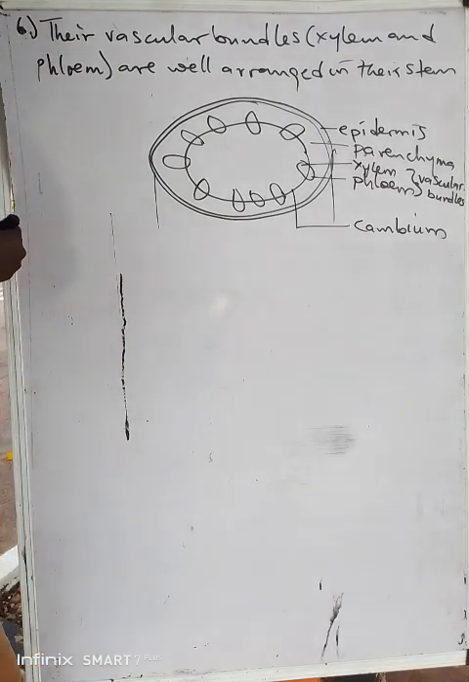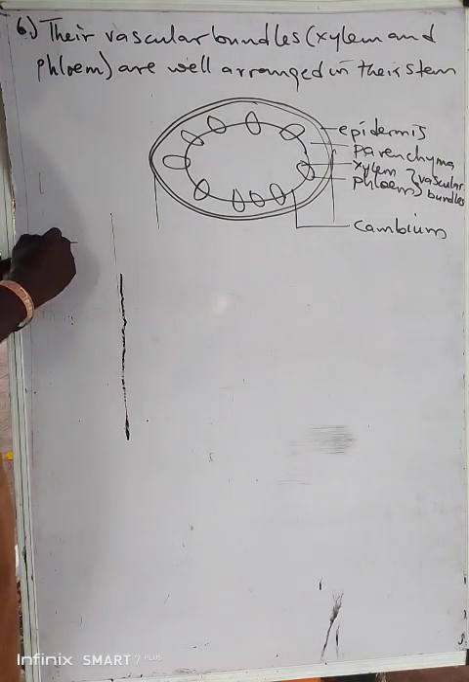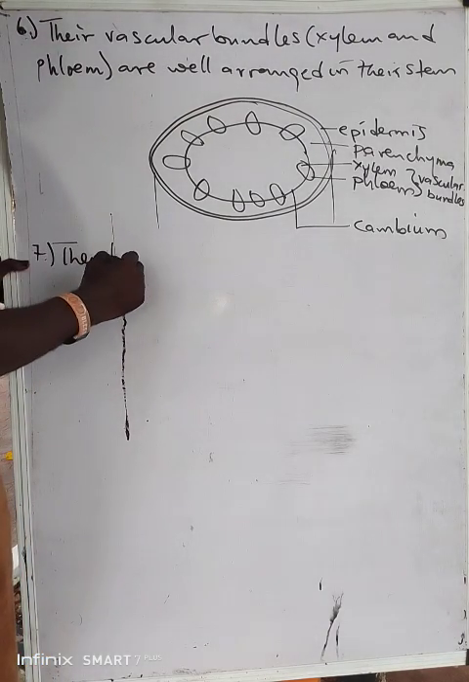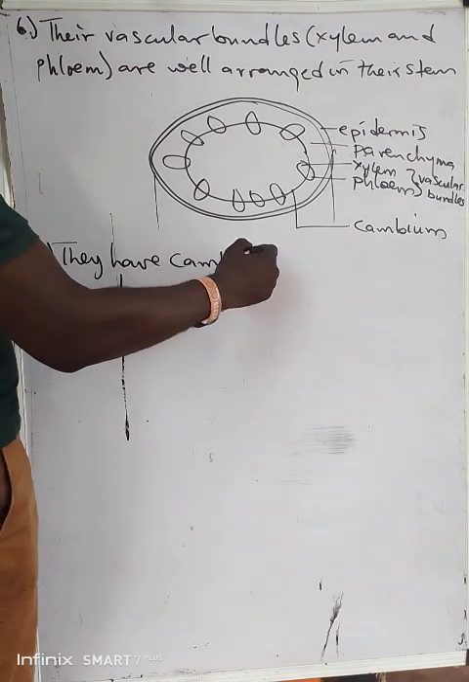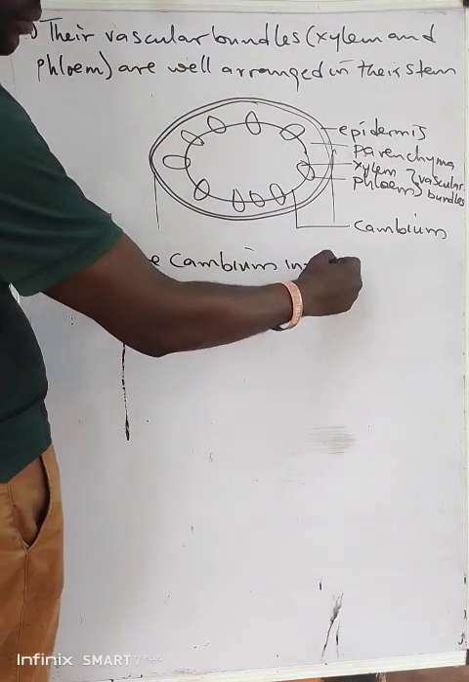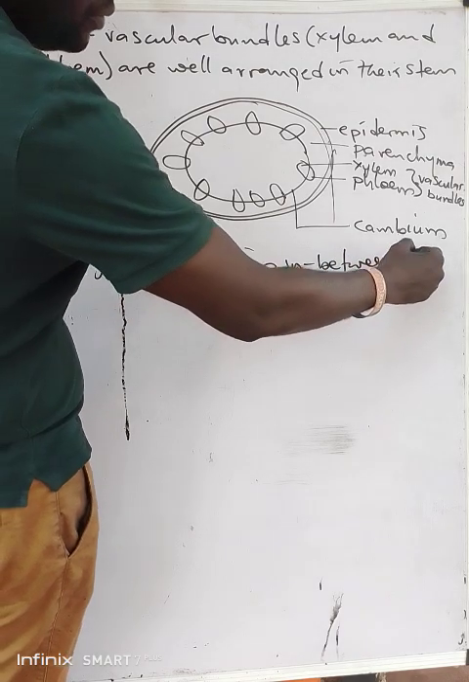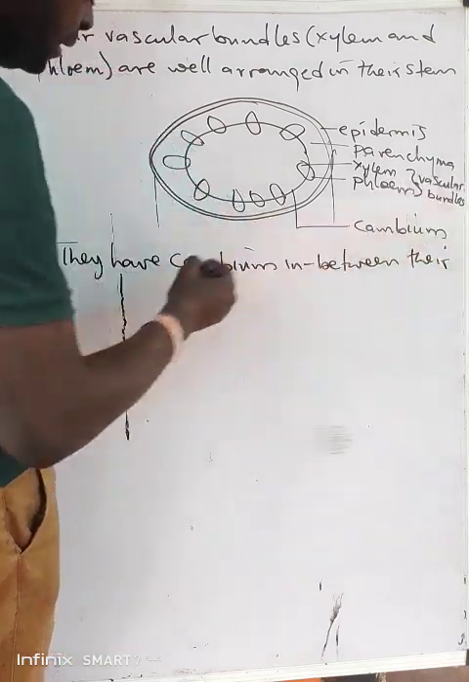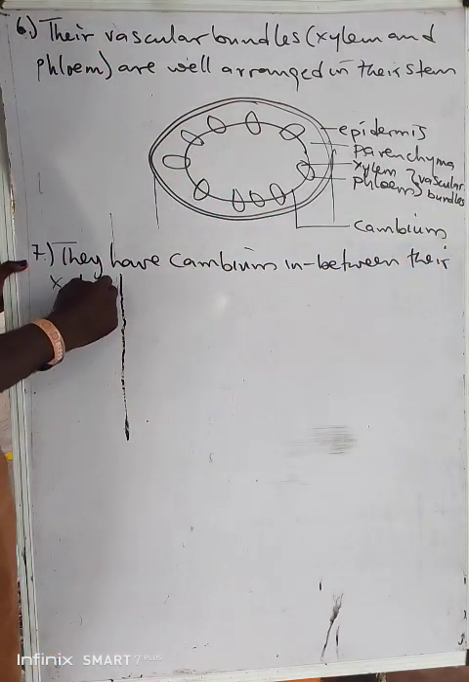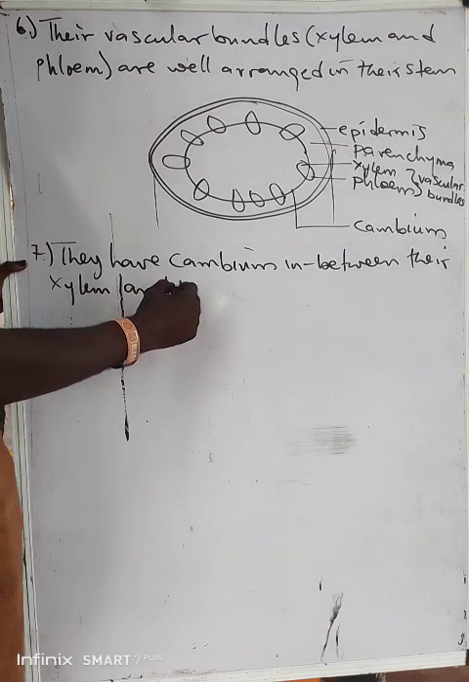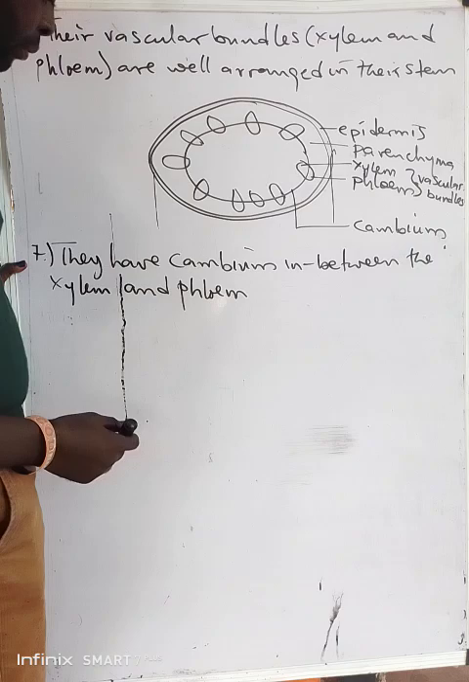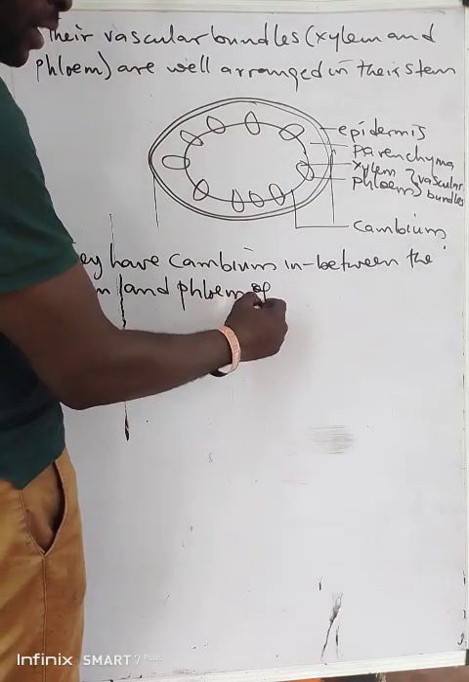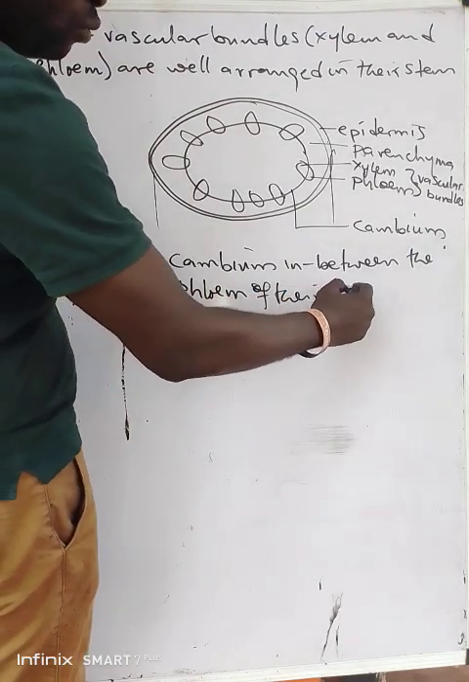So now number 7, they have cambium in between their xylem and phloem, in between the xylem and phloem of their vascular bundle.